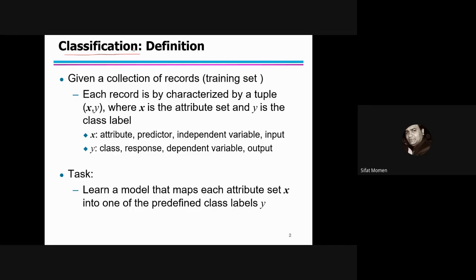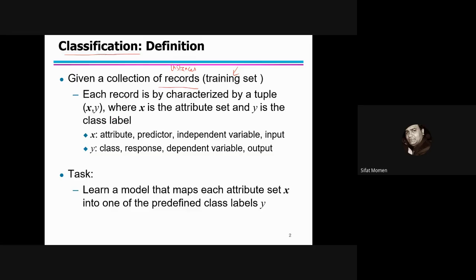In a classification problem, you have a collection of records, or a collection of instances, which we would call the training set. Whenever you use a data set to train a classifier, the data set on which you do the training will be called the training set. So imagine we have a collection of records or instances, that is, we have a training set.